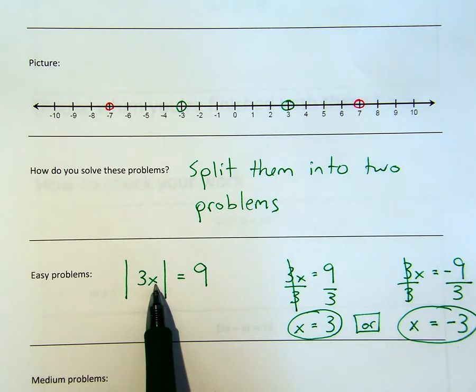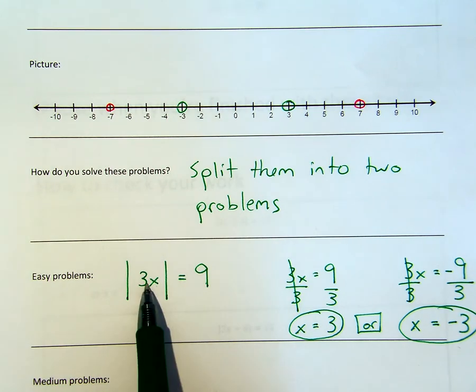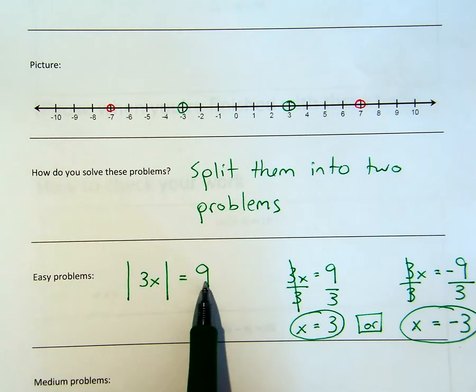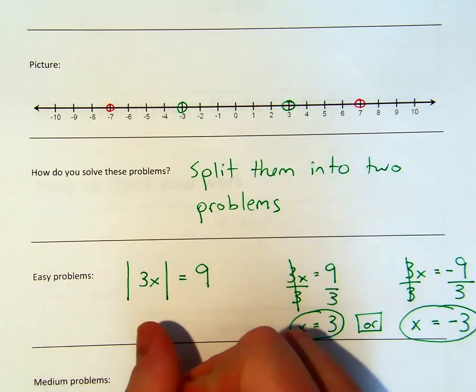3 times 3 is 9. The absolute value of 9 is 9. 3 times negative 3 is negative 9, and the absolute value of negative 9 is 9. So you should usually come up with 2 answers for each problem.